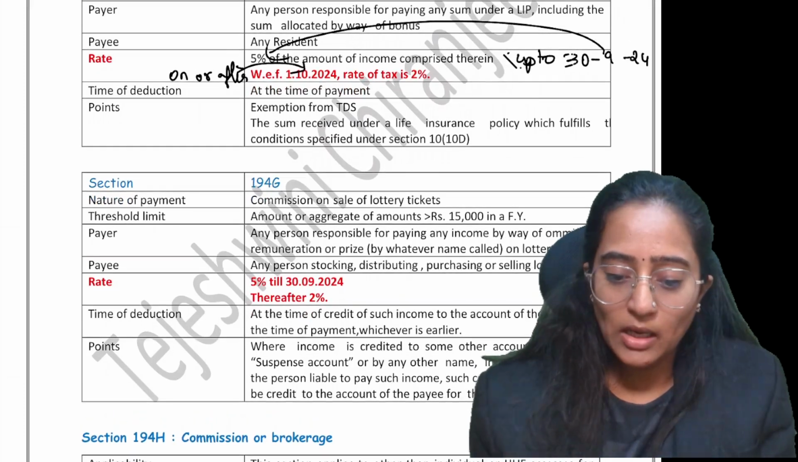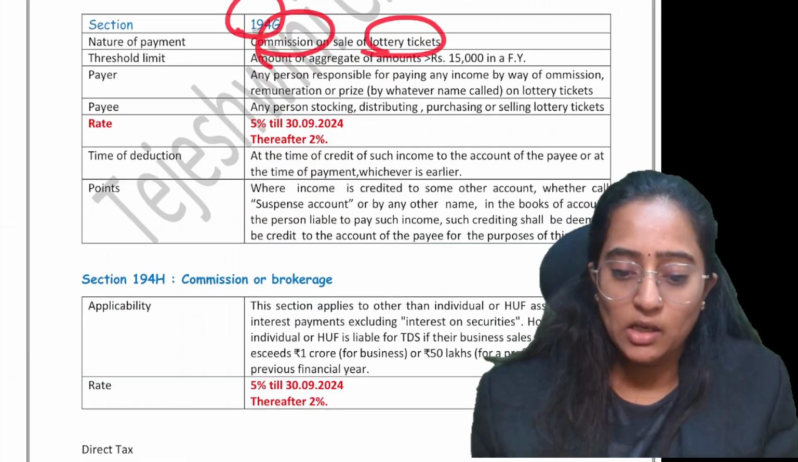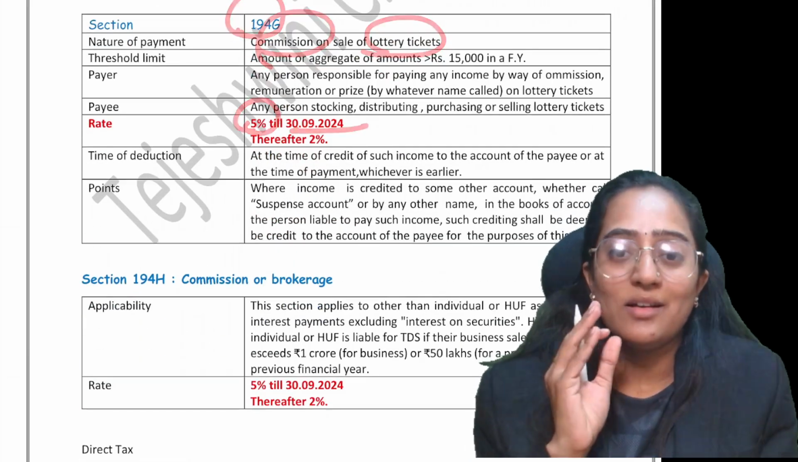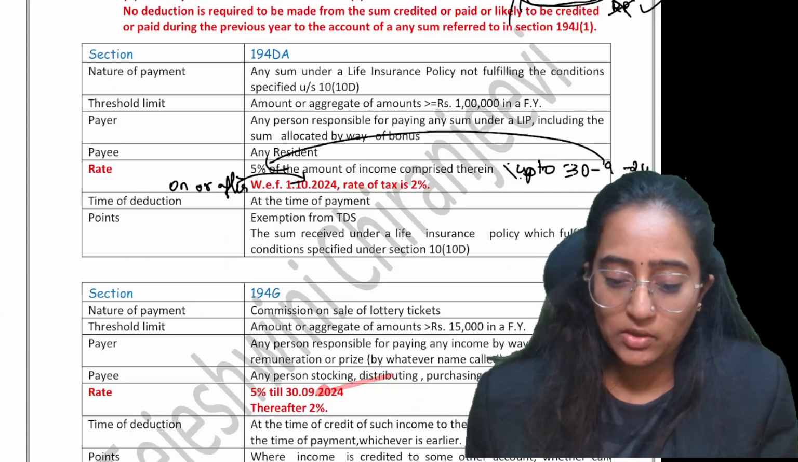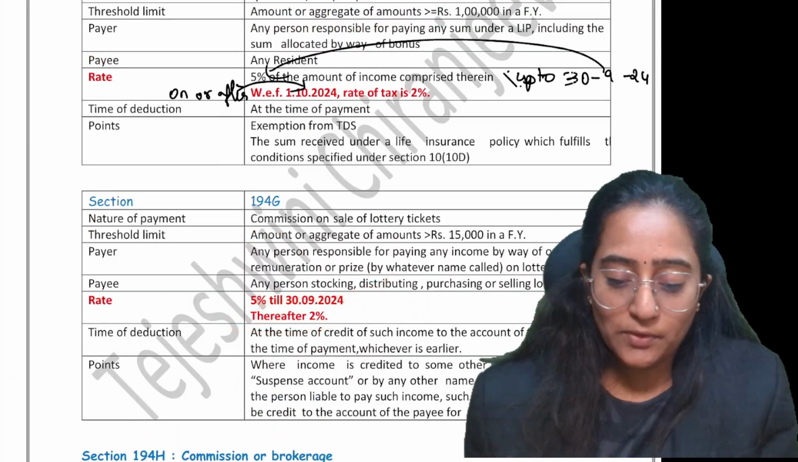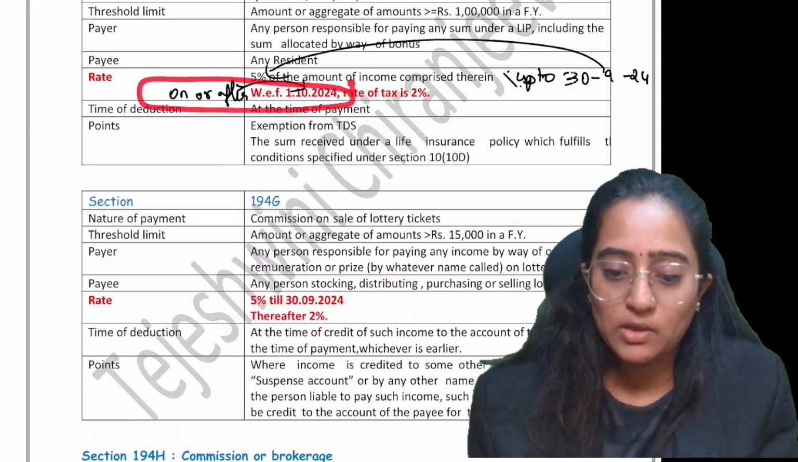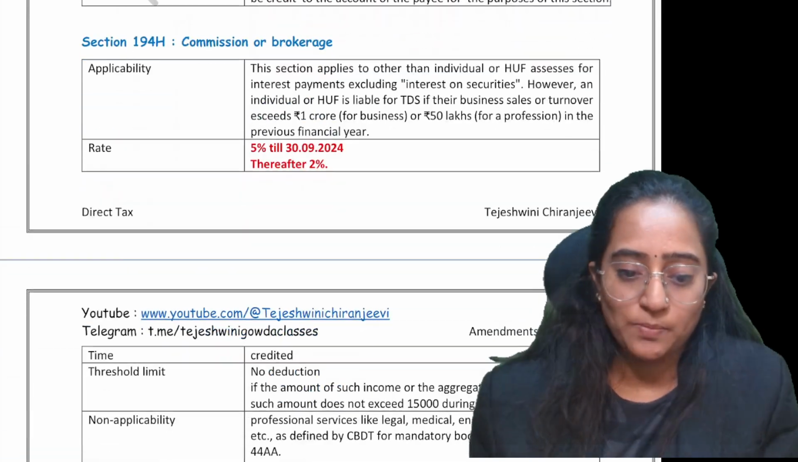Okay. See, 194G, you are selling a lottery ticket and getting the commission. 5% was the percentage till 30/9/2024. I have clearly mentioned here till 30/9/2024. Thereafter 2%. People, thereafter 2% means on or after 1/10/2024. On or after that date, 2%. Okay.